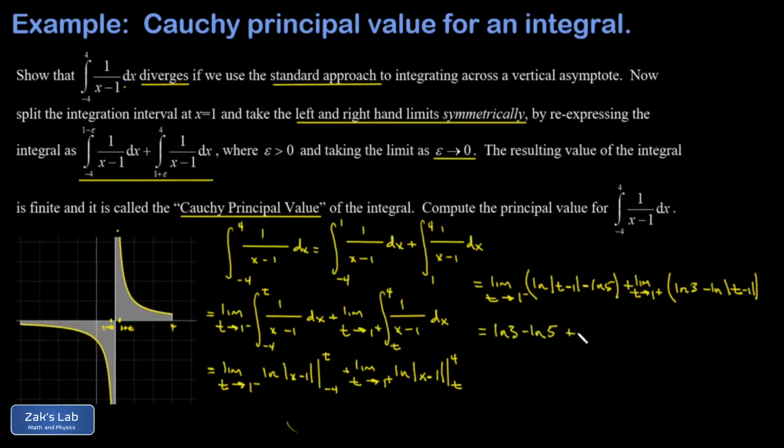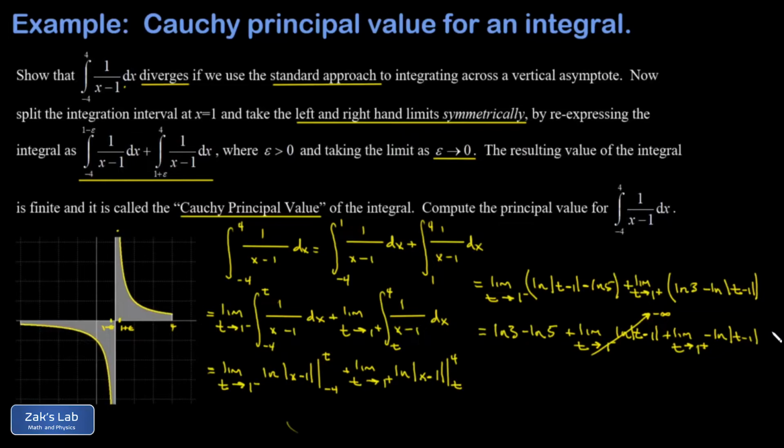And the interesting part is the limits of these natural logs as their arguments become closer and closer to 0. So the first one is the limit as t goes to 1 from the left of natural log absolute value t minus 1. And as t is getting very close to 1 there, the argument of the natural log function is getting very close to 0. And we know what happens to the natural log at 0. It blows up to negative infinity. In our second limit, we have the limit as t approaches 1 from the right of the negative of the natural log of the absolute value of t minus 1. And again, the argument of the natural log function there is getting arbitrarily close to 0.